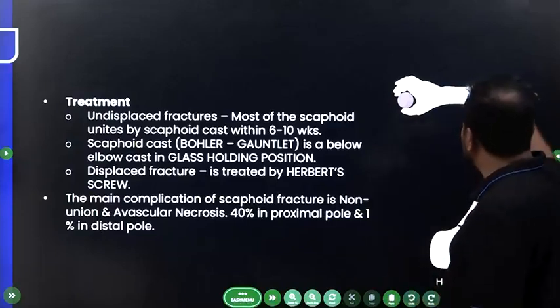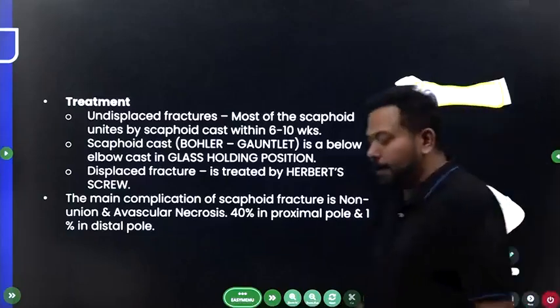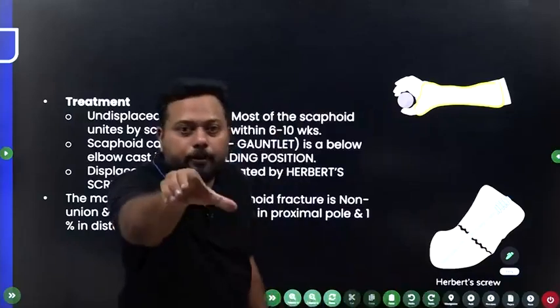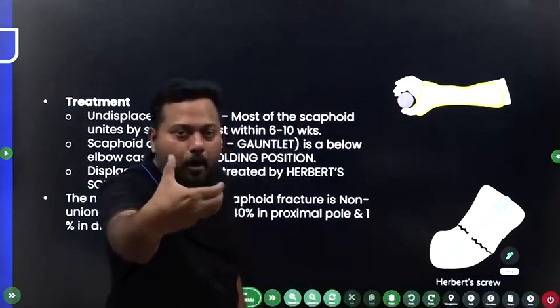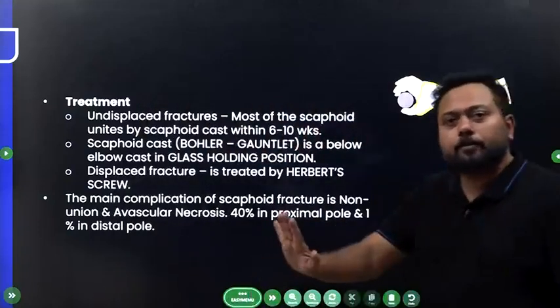The scaphoid cast is a below elbow POP cast in tumbler holding position. This is called glass holding position or tumbler holding position. For 10 weeks, that will solve the problem.